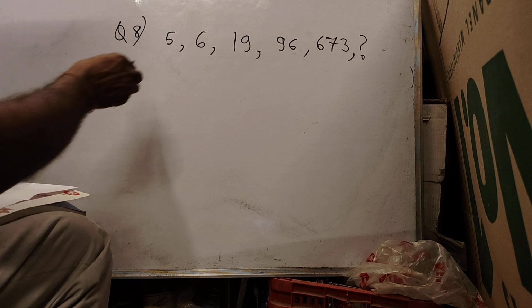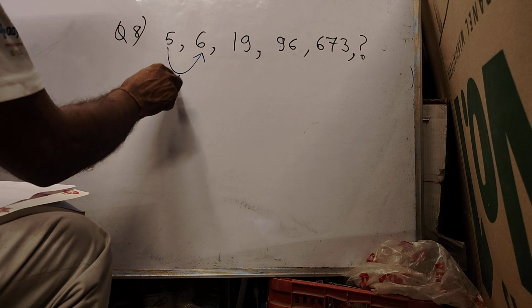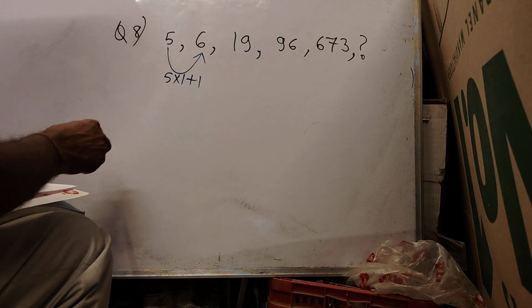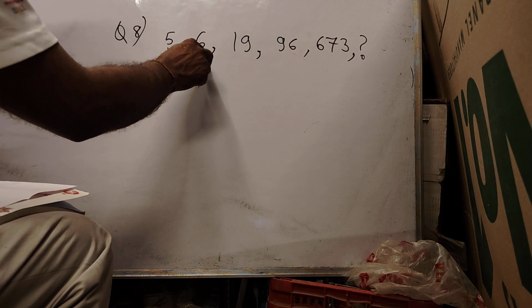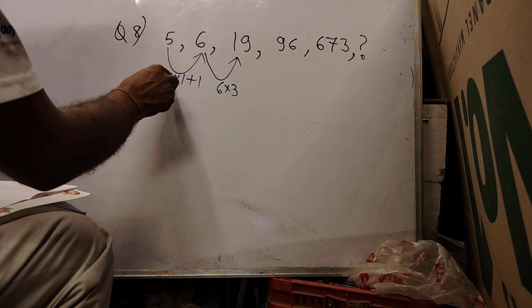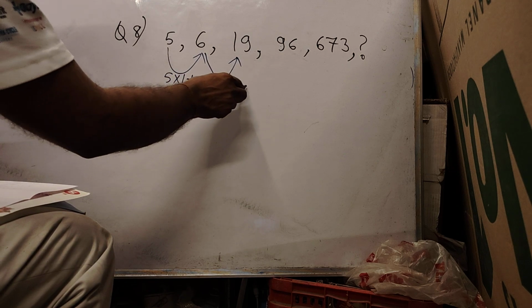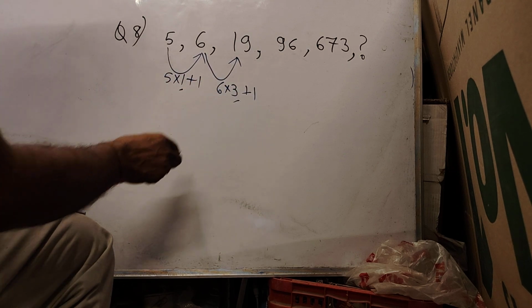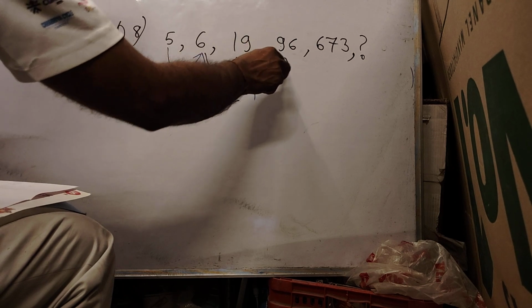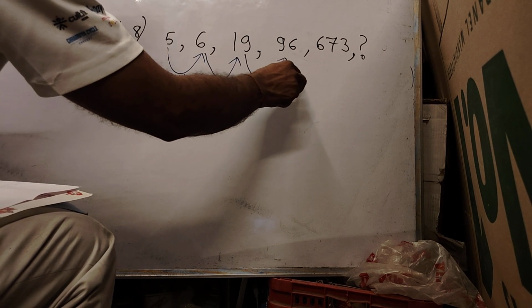So here is again a multiply and addition problem. 5 multiply 1 plus 1, it becomes 6. 5 plus 1. Now it is 6 multiply 3. Next there is multiply of odd number 1, then 3, then 18 plus 1, addition 1. Next multiply is 5. 19 times 5 is 95 plus 1.